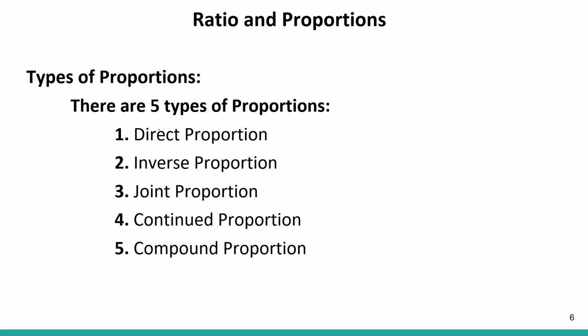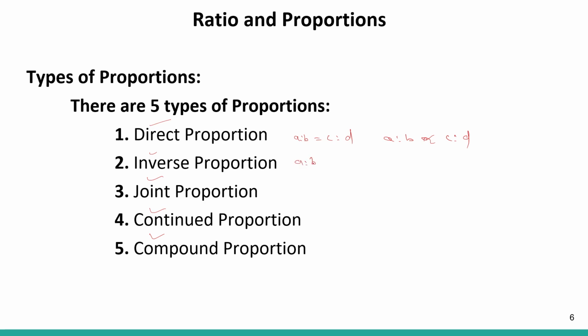We also learnt the 5 kinds of proportion: inverse proportion, direct proportion, joint proportion, continued proportion and compound proportion. Direct proportion was nothing but if A is to B is equal to C is to D, then we say that A is to B is directly proportional to C is to D. And what was inverse proportion?